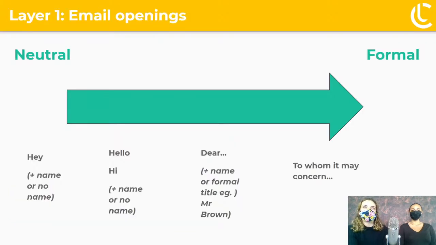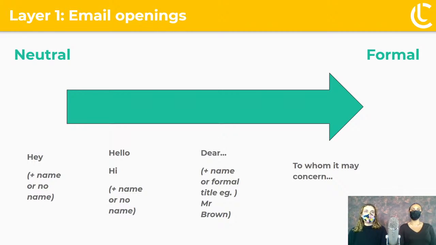So let's have a look at different types of email opening. So we're thinking of layer one of our sandwich, the introduction part of an email. So on the left-hand side of the screen, I've got neutral, and the right-hand side, I've got more formal. So the more neutral element is definitely the sense in where it's more informal, and the most formal, of course, situations in which maybe you're talking to your boss, you're talking to a client, where it's something quite professional and formal English is required.